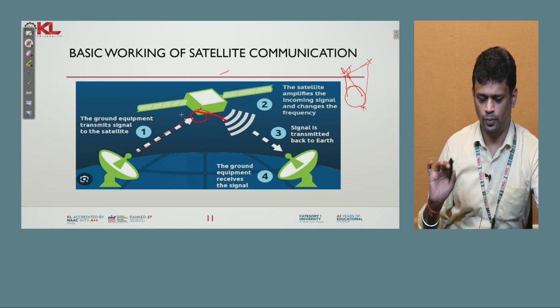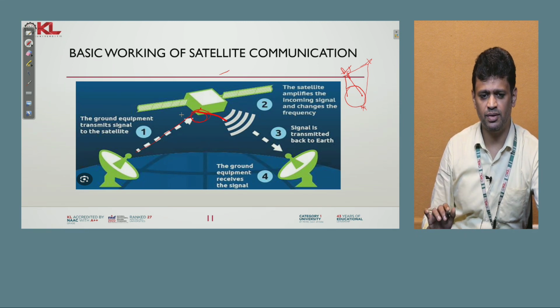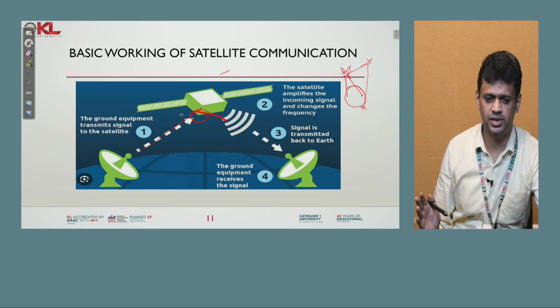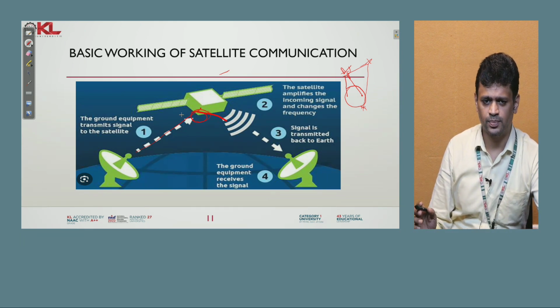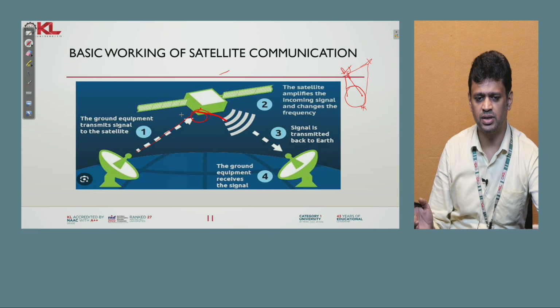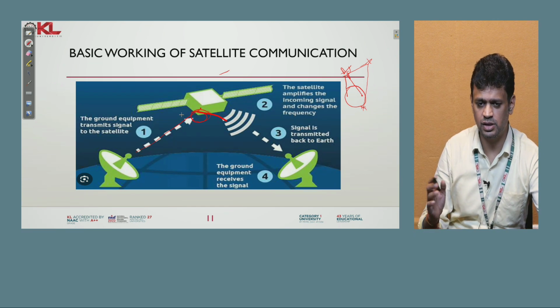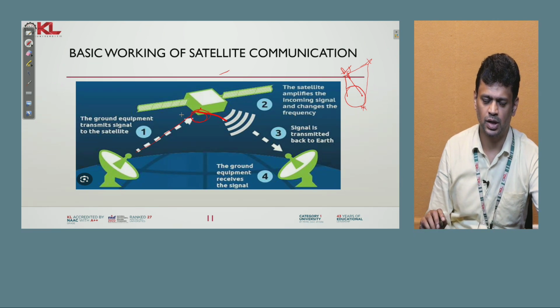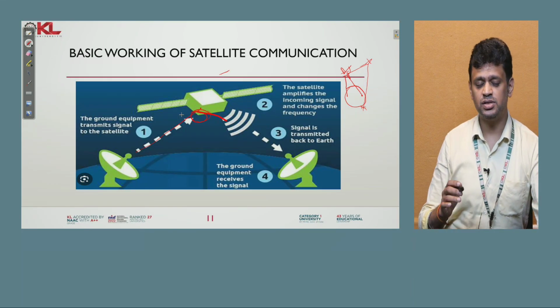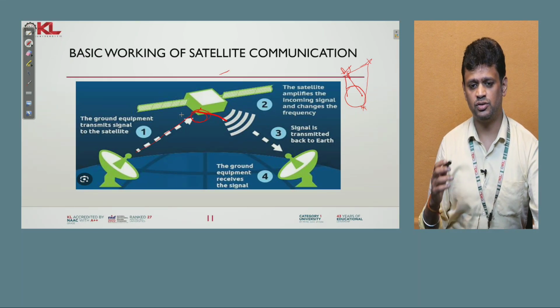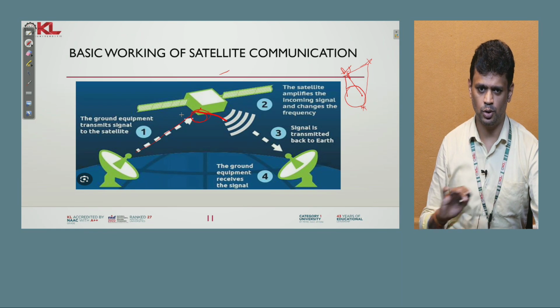So as we all know, in communication we have divided the frequencies. For example, in cellular mobile communication, we use 900 megahertz. Similarly, for satellite, we are using a gigahertz frequency range. We will see the frequency range in the coming classes. So basically, different frequency is very important. If we use the same frequency, it is going to interfere and the data is going to be lost.